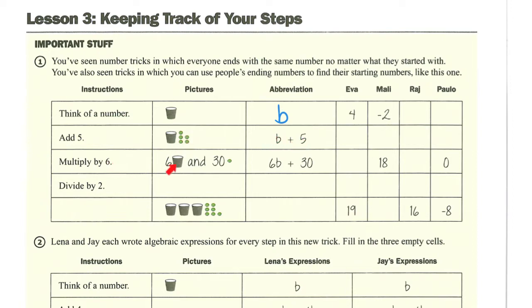Then we're going to be multiplying by 6. Here, we're going to start adding in some more abbreviations. Instead of drawing out 6 buckets and 30 dots, I'm just going to write 6 buckets and 30 dots. So that means we multiplied everything by 6.